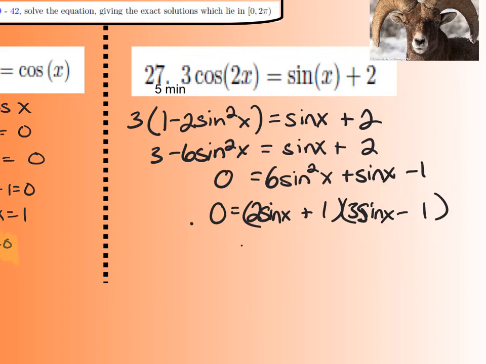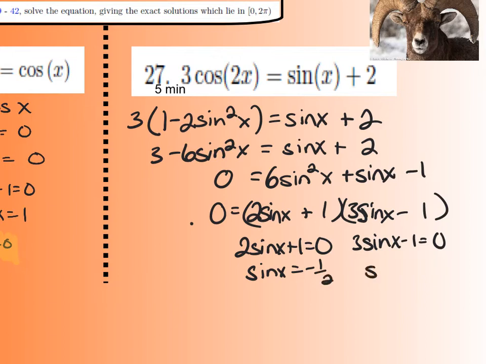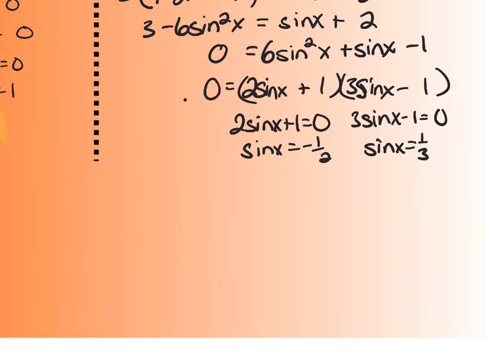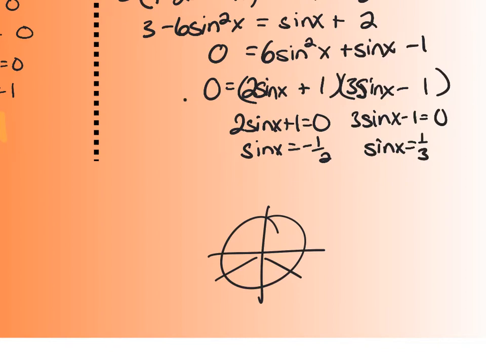Okay, so I'm going to set 2 sine x plus 1 equal to 0 and 3 sine x minus 1 equal to 0. So I'm going to get sine x equals -1/2, sine x equals 1/3. Now we're going to have to deal with that in a different way, but let's do the first one. Let's do sine x equals -1/2. Those are down here in the 3rd and 4th quadrant at pi over 6's, so we'd get 7 pi over 6 on the left, and we'd get 11 pi over 6.